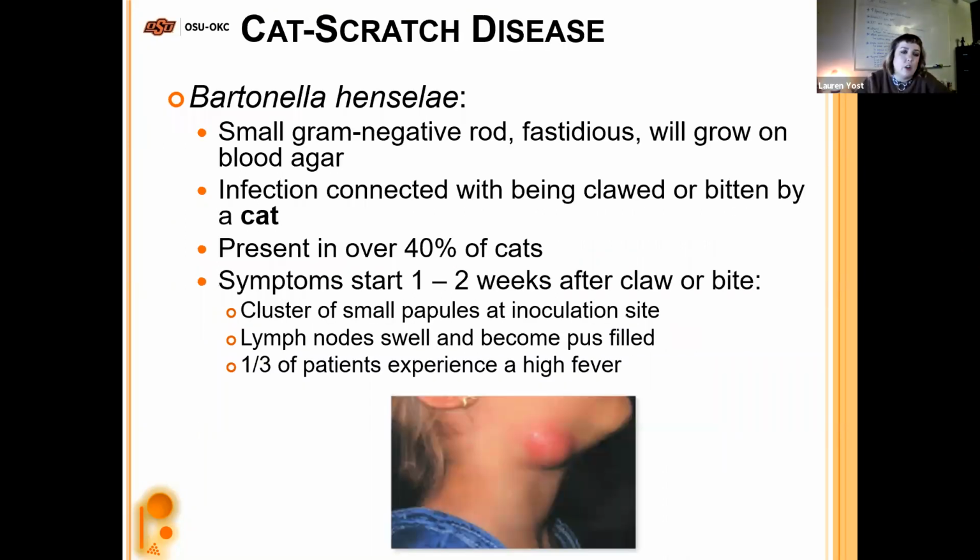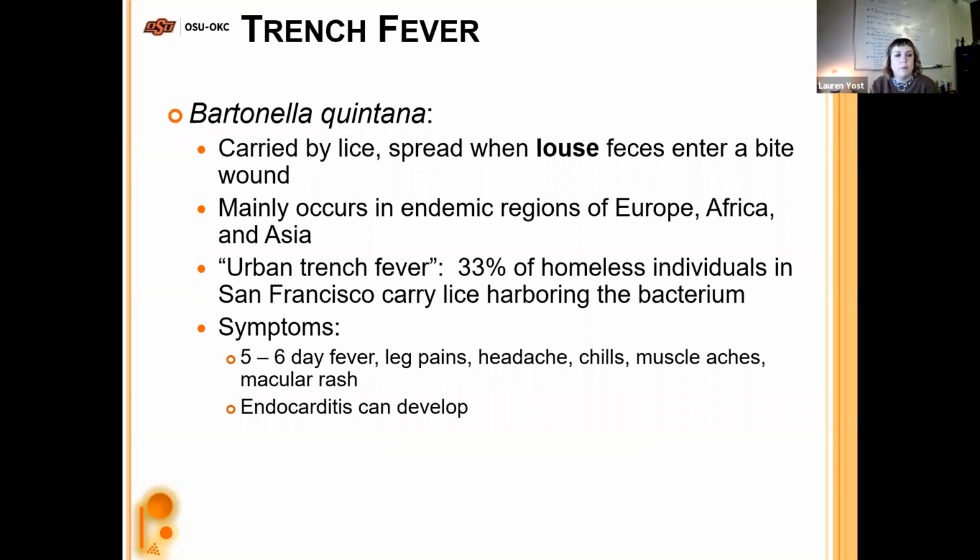Cat scratch fever is caused by Bartonella henselae. This is a small gram-negative rod. It is fastidious and will grow on blood agar. Infection is connected with being clawed or bitten by a cat, and it is present in about 40% of cats. Symptoms start 1 to 2 weeks after a claw or a bite. A cluster of small papules will start at the inoculation site, with lymph node swelling. They'll become pus-filled, and about a third of patients will experience a high fever.